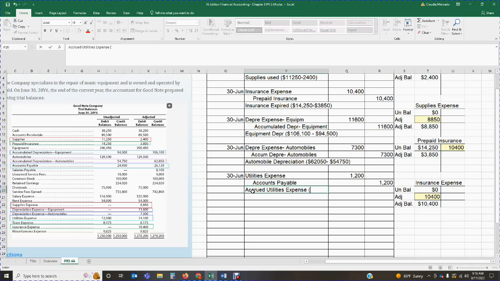And I've got 26,130 minus 24,930, or 14,100 minus 12,900. Whichever calculation you do, it still gives you the $1,200. It just depends if you're looking at your accounts payable account or your utilities expense account. So that takes care of my accrual for my utilities bill.